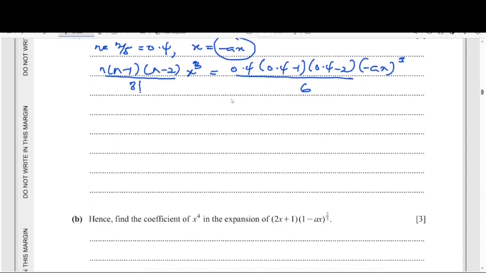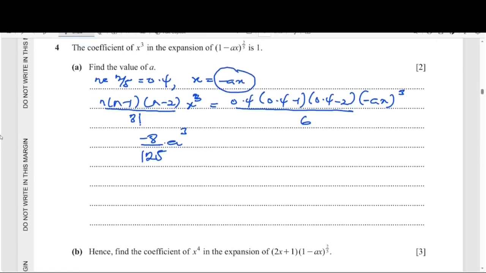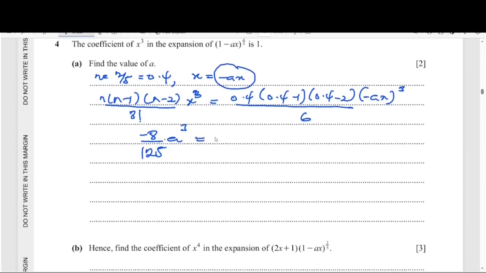I'm going to punch this on the calculator and find my value. So we have negative 8 over 125 a cubed, and then x cubed, but then I just need the coefficient, and so that's all. So this is the coefficient of x cubed, but the question says that that coefficient is equal to 1. So we need to equate this number to 1 and then we solve for a.